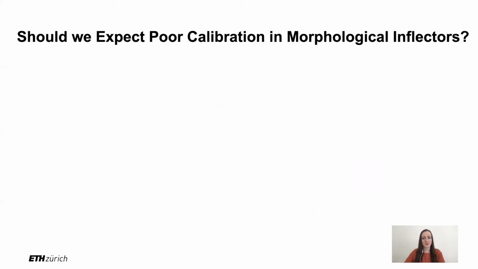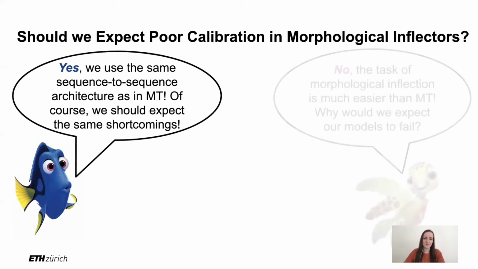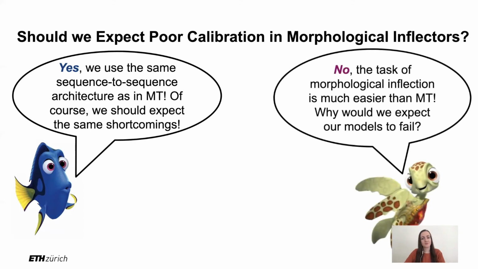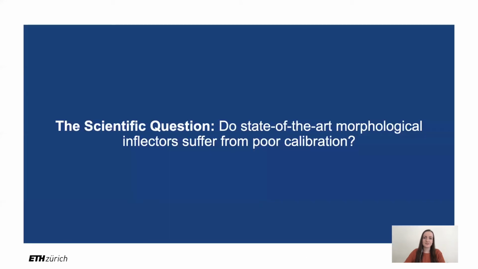So, should we expect poor calibration in morphological inflectors? On one hand, we could think the answer is yes, because the same sequence-to-sequence architecture is used as in machine translation, so we could expect the same shortcomings. On the other hand, the task of morphological inflection might be easier than machine translation, so it could also be possible that those models actually calibrate well. This leads us to our scientific question. Do state-of-the-art morphological inflectors suffer from poor calibration?